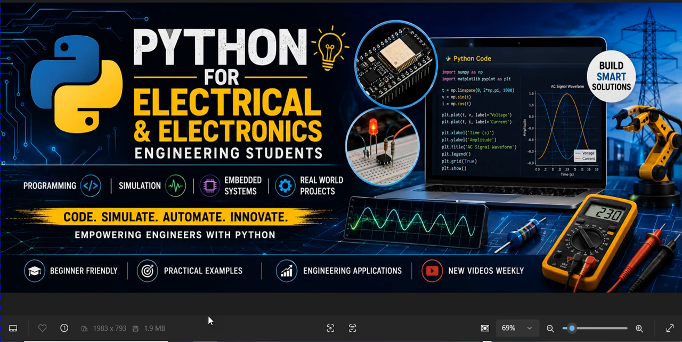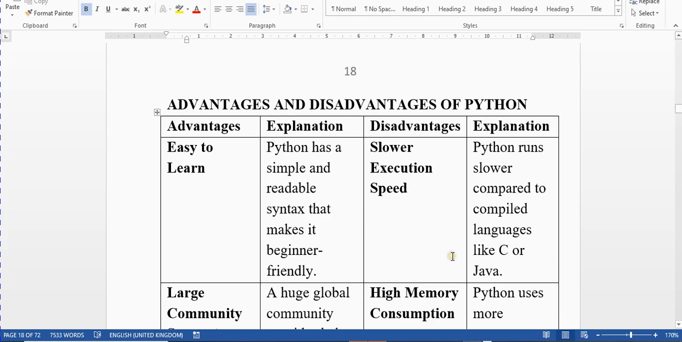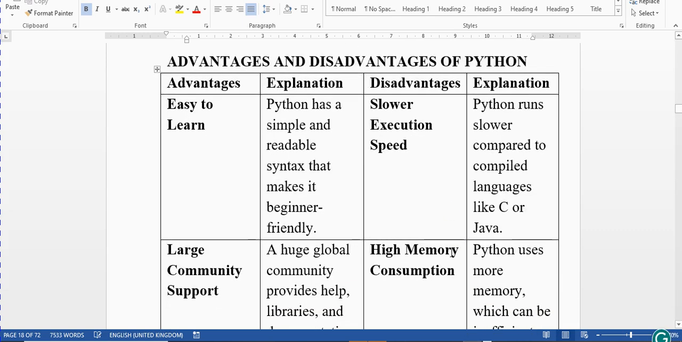In this class, we are going to be looking at the advantages and disadvantages of Python. Of course, there is nothing that has advantages that doesn't have disadvantages. I've put this in a tabular form for easy understanding. These are the advantages here, and these are the disadvantages here. Please make sure you go through this and read it.